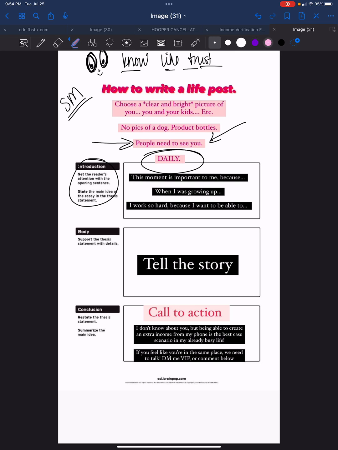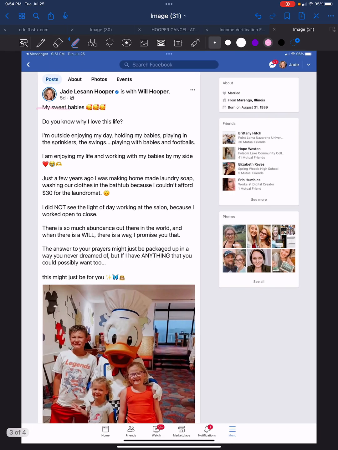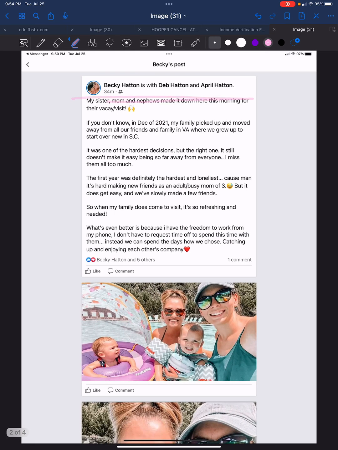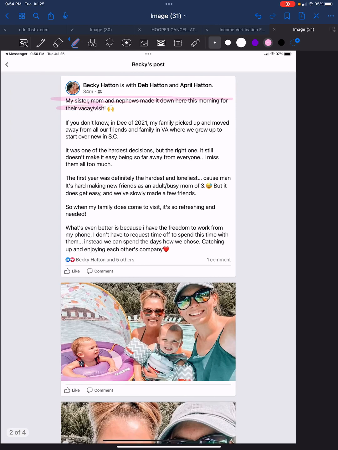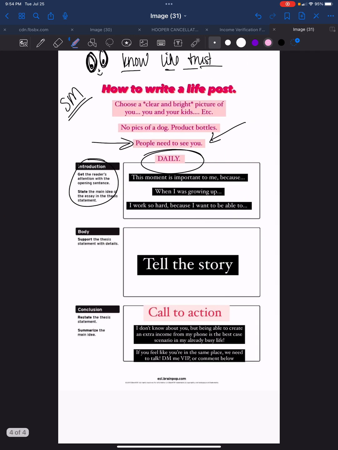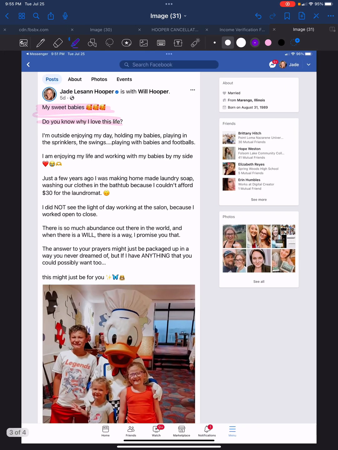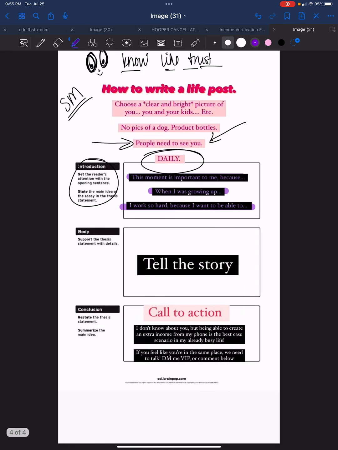So this is the main idea of the essay. What you're going to see for a lot of people is we just have a little hook at the beginning of every single post, okay? There's just a little something that's kicking off what's going to be happening. So options for this are, this moment is important to me because when I was growing up, this and this was happening. I work so hard because I want to be able to be with my babies or whatever it may be. Okay. So then step 2, so this is step 1.